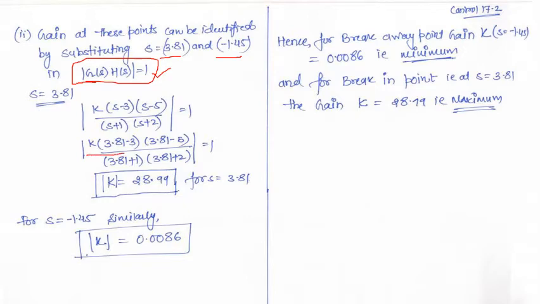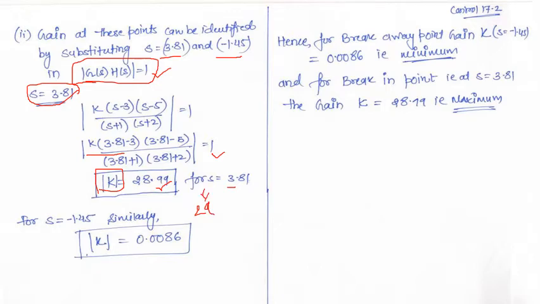So I am writing s equals to 3.81. I am solving first for this value. Equate that to 1, you will get the value of k. That's what they are asking. And the k value for s equals to 3.81 comes out to be 28.99. Maybe you can call that 29.